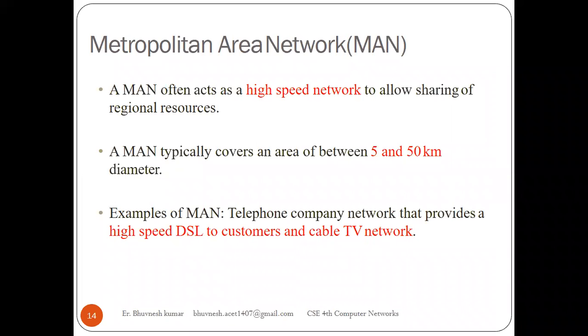The second point is on your slide. A MAN, that is a metropolitan area network, typically covers an area of between 5 and up to 50 kilometers in diameter. The range of the network you can create in a MAN is between 5 to 50 kilometers, in a city. An example of a MAN is a telephone company network that provides high speed DSL. DSL is digital subscriber link.